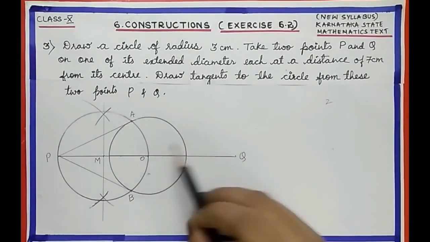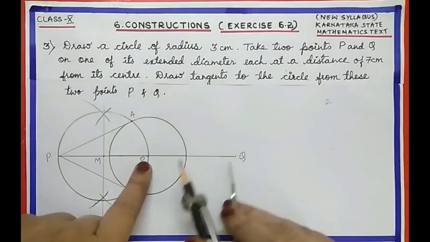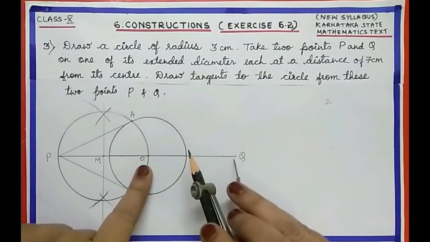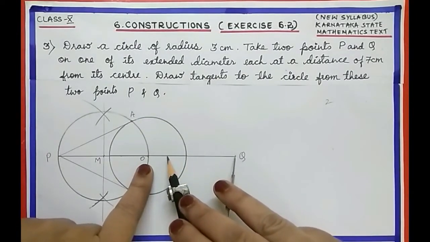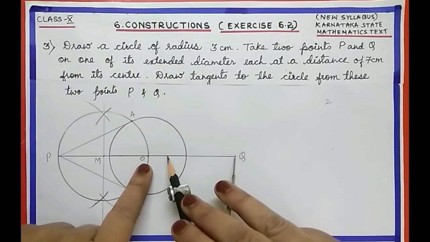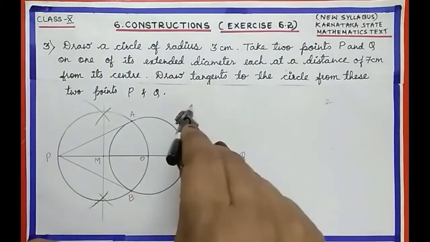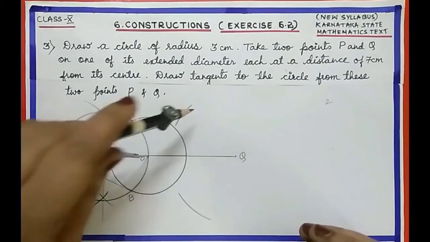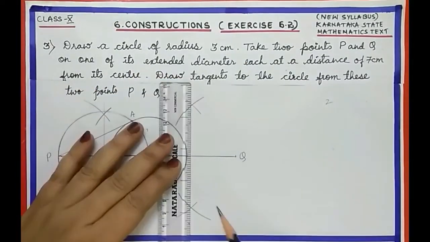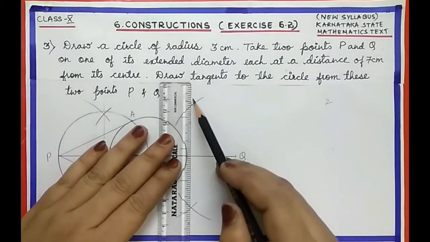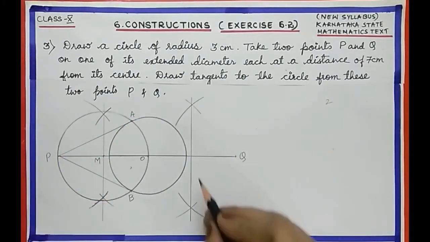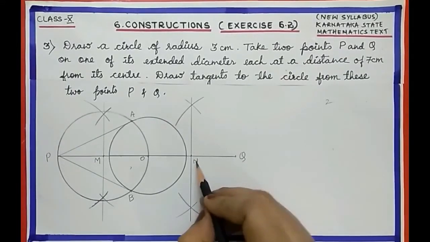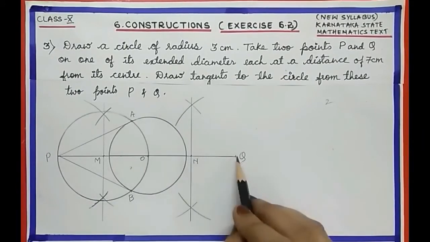Now repeat the same procedure from the point Q. So first we have to bisect the line OQ as we have done here. Take the radius more than half of line OQ and draw the arcs above the line and below the line. Join the points of intersection of these arcs. Here we get a point N. This N point is the midpoint of line OQ.